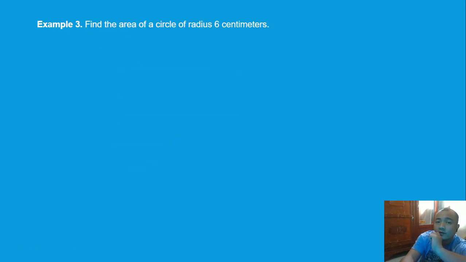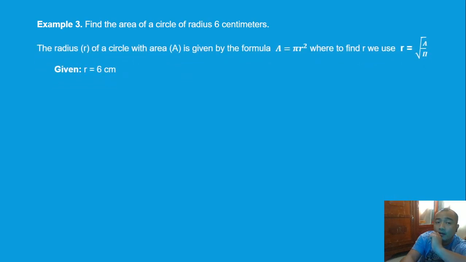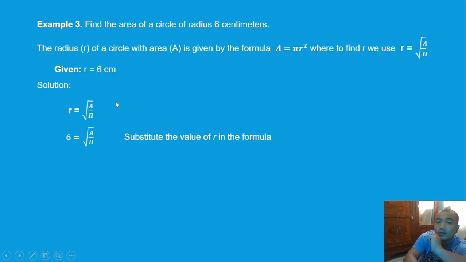Find the area of a circle of radius 6 centimeters. Okay, the radius r of a circle with area a is given by the formula area equals pi r squared. To find r, we use r equals square root of a over pi. Right? So if the radius is 6 centimeters, what is the area?